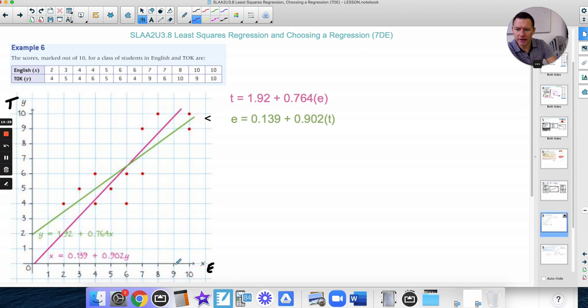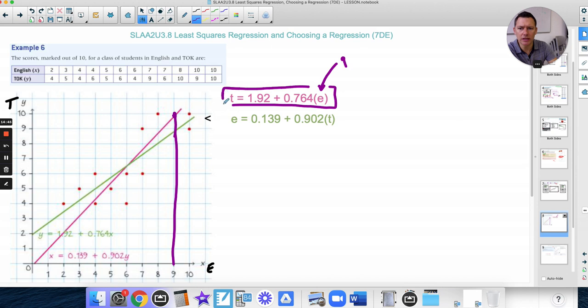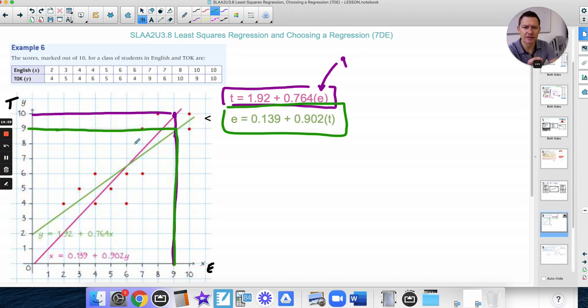If you knew you had a 9 for your English grade, you should use this pink one because you're inputting a 9, so you're going up to here, and this is a better approximation if you know E as your input. Your T should be a 10, right? If you use this one in reverse, you'd say, oh, 9, oh, I should get out a 9. But that's not as good of a prediction statistically, right?